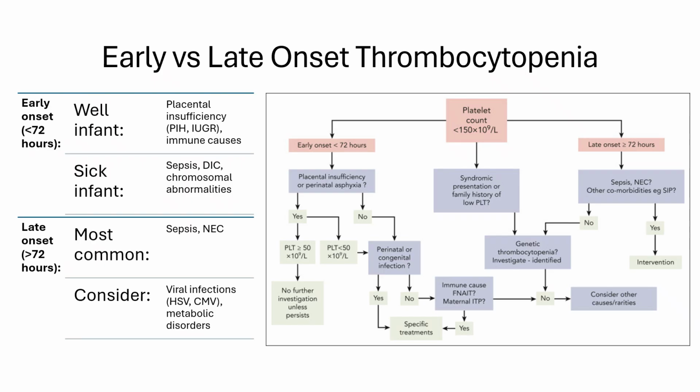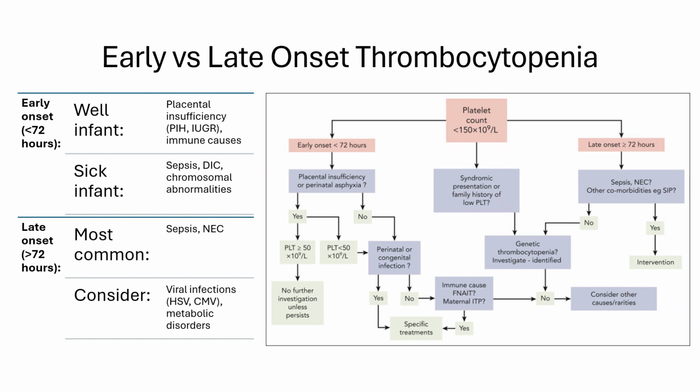Bacterial or fungal sepsis triggers inflammatory mediators that impair megakaryocyte function while increasing platelet consumption through DIC and endothelial activation. Necrotizing enterocolitis creates a particularly complex pathophysiology involving intestinal ischemia, bacterial translocation, and systemic inflammation. The combination of reduced production from bone marrow suppression and increased consumption from inflammation explains the severe thrombocytopenia often seen in NEC.